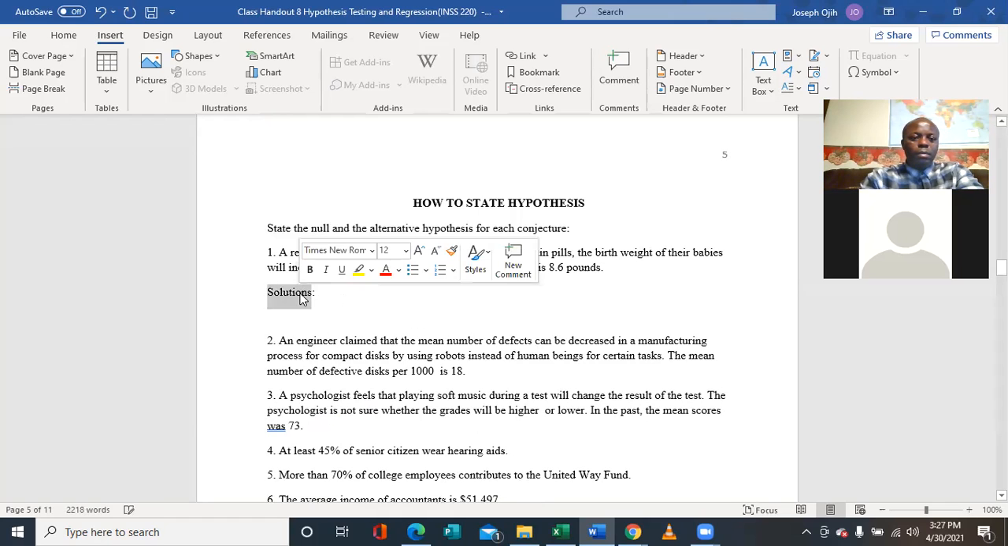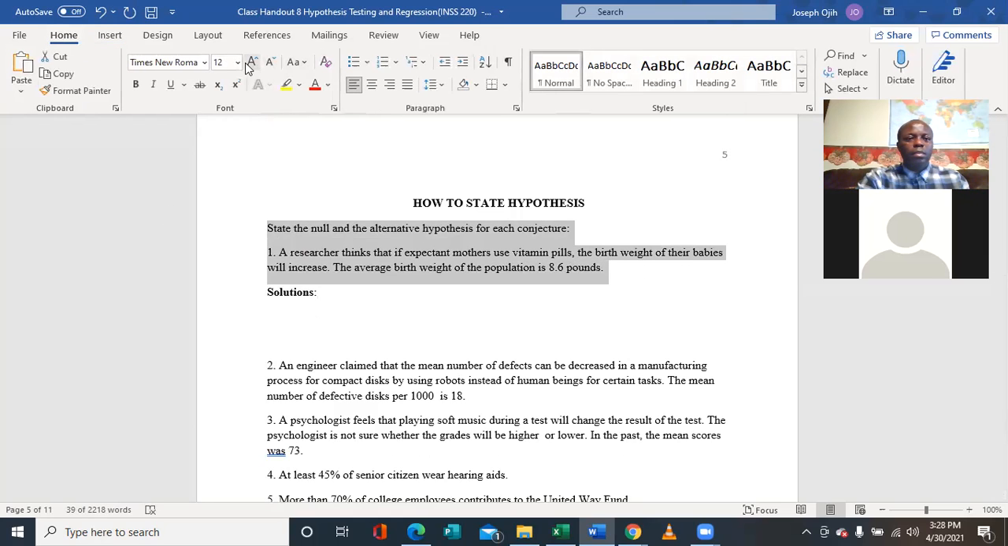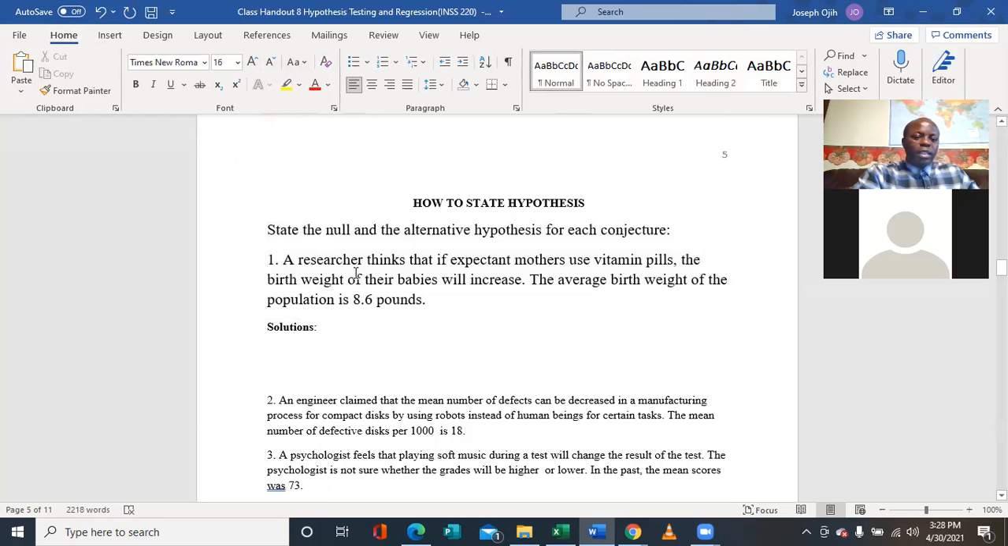It says that a researcher thinks that if expectant mothers use vitamin pills, the birth weight of their babies will increase. Let me make this bigger. Okay. A researcher thinks that if expectant mothers use vitamin pills, the birth weight of their babies will increase. The average birth weight of the population is 8.6 pounds.